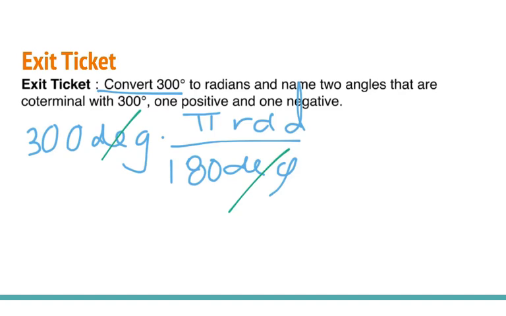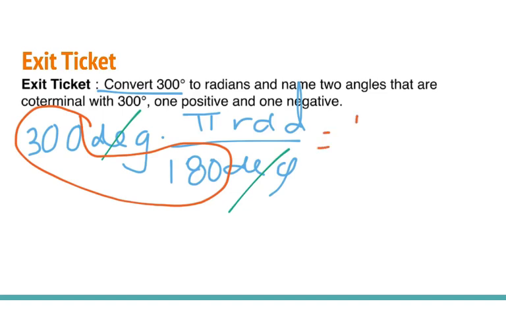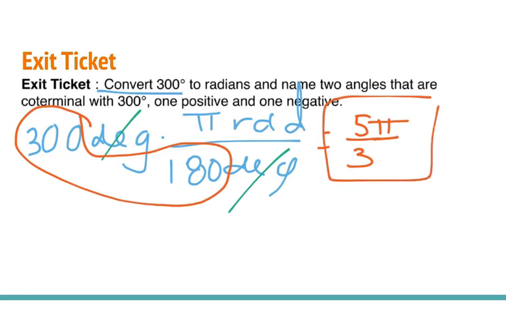But if I want it in radians, I want to keep pi in my answer. So I just need to reduce this part of the fraction, 300 divided by 180, get that as a reduced fraction. And you should get 5/3. So when I convert that to radians, I'm getting 5/3 pi, or you could say 5 pi over 3 radians. So I'm done with that part. I've converted it to radians, and now I want to name two angles that are coterminal with 300.